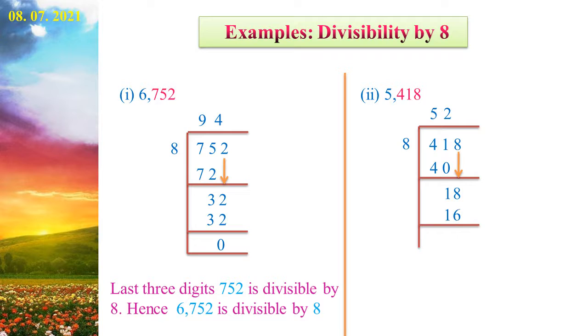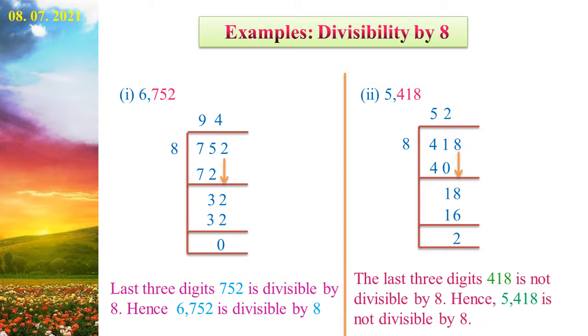2 8s are 16. Now subtract 16 from 18. We will get 2 as remainder. So the last 3 digits 418 is not divisible by 8. Hence 5418 is not divisible by 8.